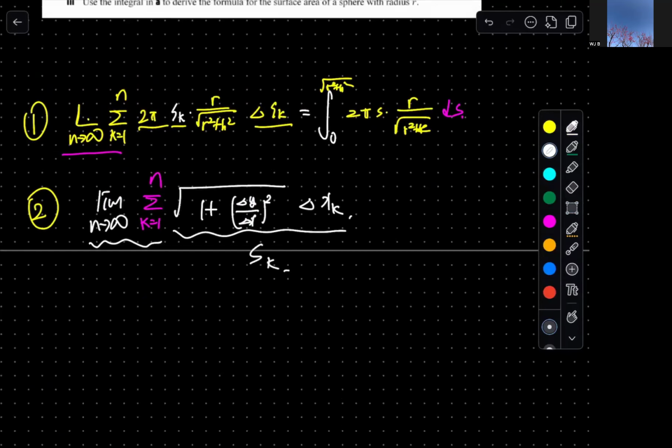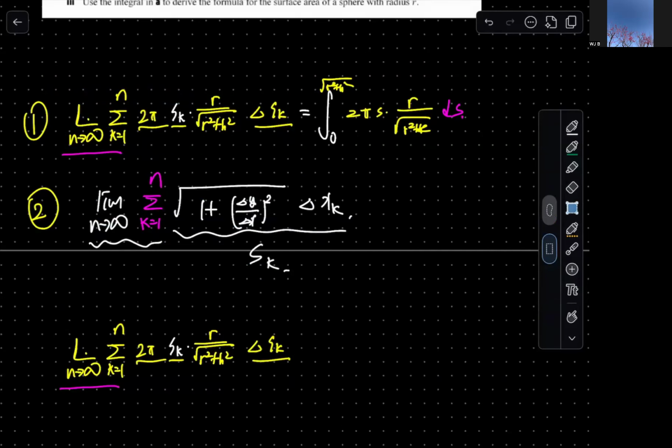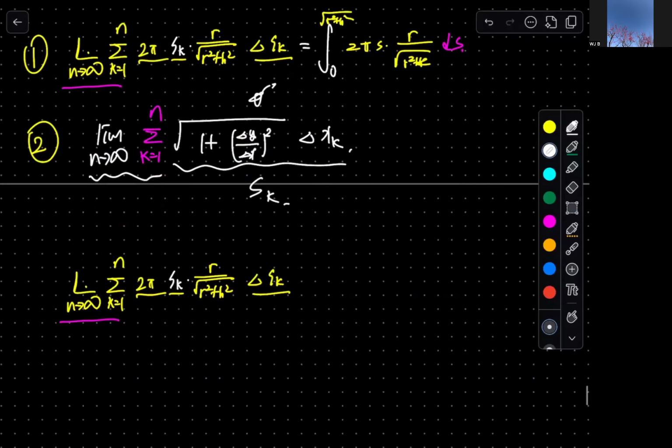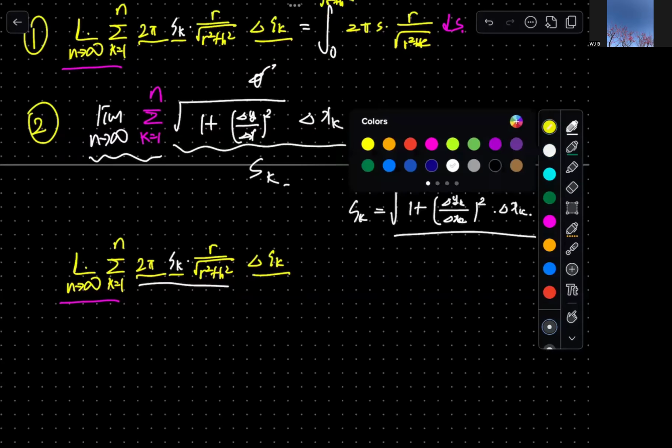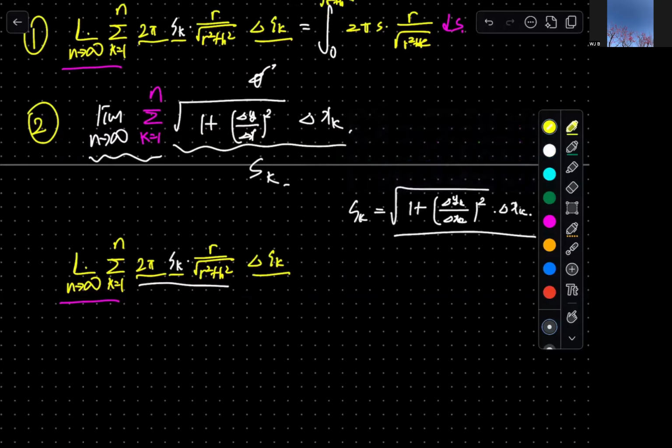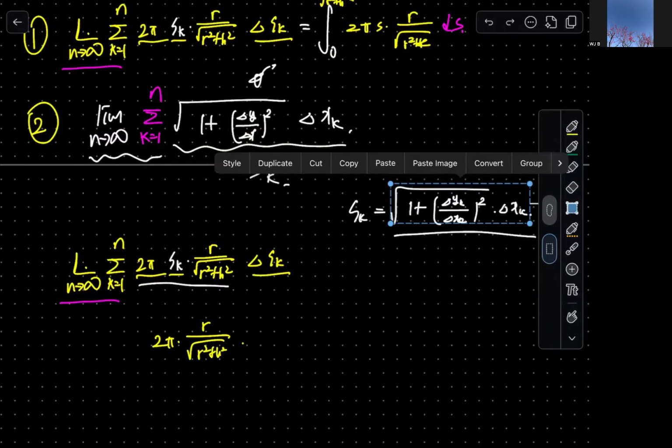Okay, so in our Riemann sum before, I would change the sk with this following expression. So sk will be the square root of 1 plus delta yk over delta xk squared, times delta xk. That is going to be the same as what we had before, which is the surface area of revolution. And then I'm going to have 2 pi r over root r squared plus h squared. And I'm going to change the sk with this. Oops, sorry, that is sk.